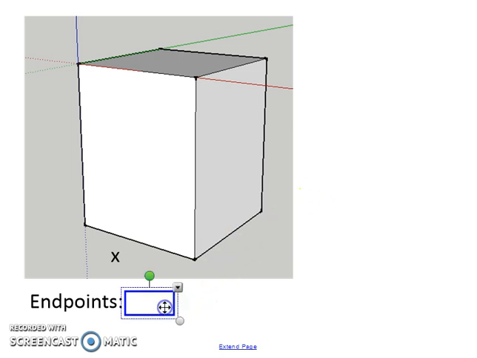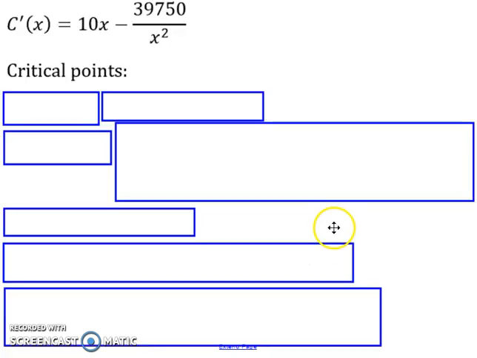With the endpoints, hopefully you just recognize that x can't be 0 or negative. So we know, I should have probably just written x is greater than 0, but that's one of our endpoints. And theoretically, it could be as wide as we need it to be. It would just get really, really shallow and very expensive, I should add.